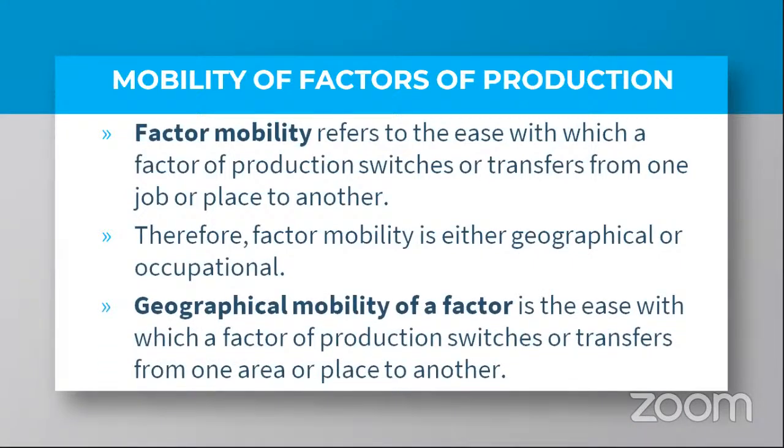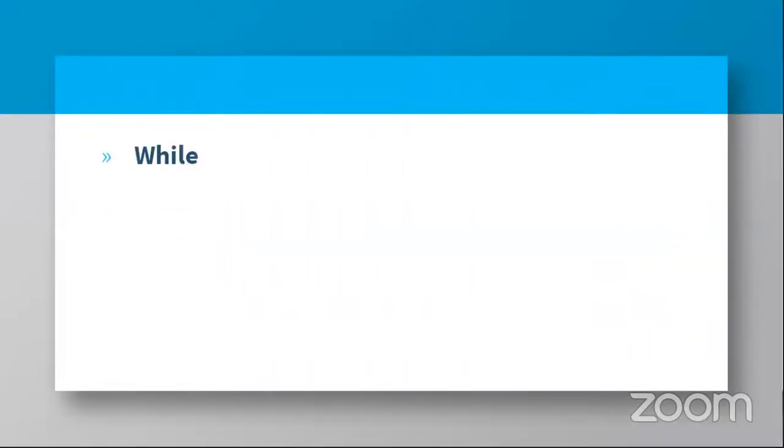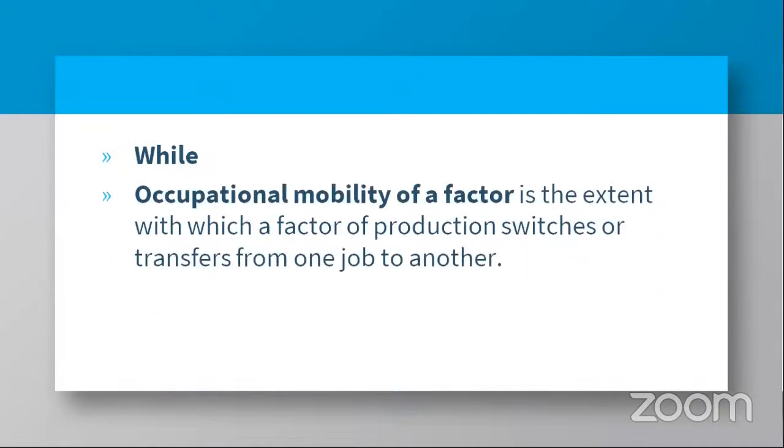Now here we are saying the geographical mobility of a factor. Geographical mobility of a factor is the ease with which a factor of production switches or transfers from one area to the other. I've also talked about this, okay? The ease with which a factor can switch or transfer from one area to the other is referred to as the geographical mobility of factors, while occupational mobility of a factor... we are looking at factors of production, not labor.